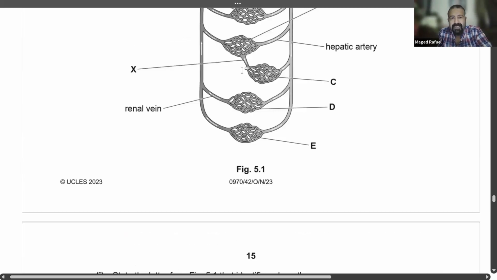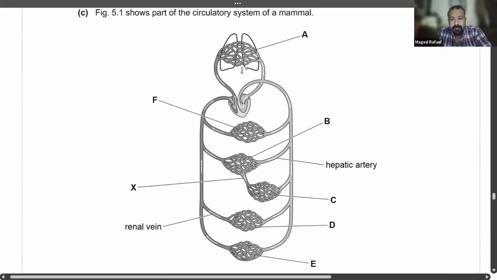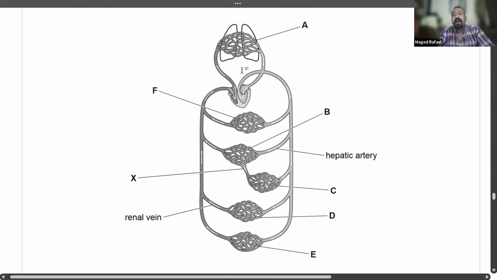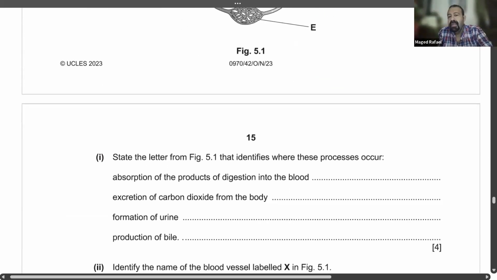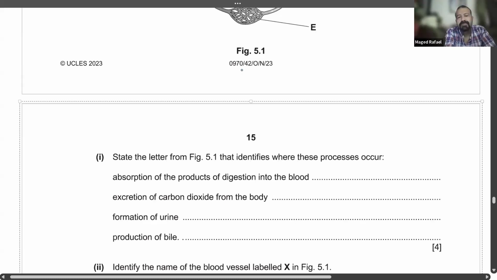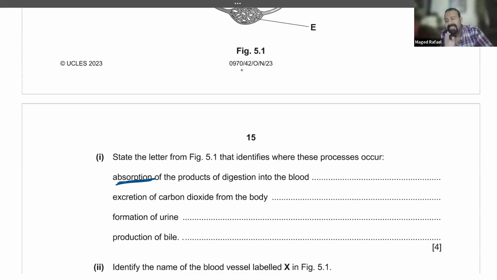Which letter? I think this will be in the small intestine, in letter C. Let's go to the next question. He's telling you absorption. Absorption: your mind must go to the small intestine right away.